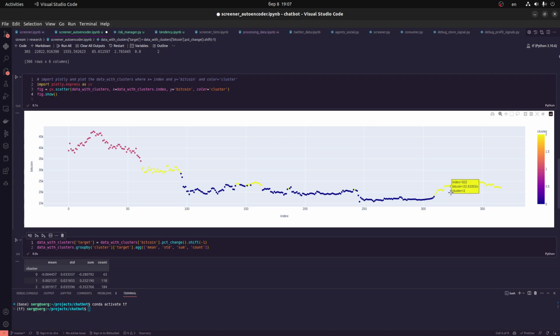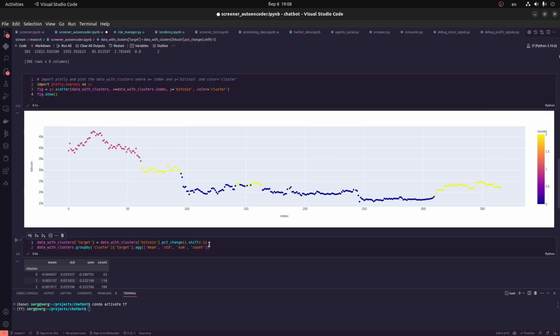So, what are the clusters? The clusters are like some regime of the market with different behavior, and you could use this information to improve your trading strategy. And I'm sure using this information you could improve your trading strategy.